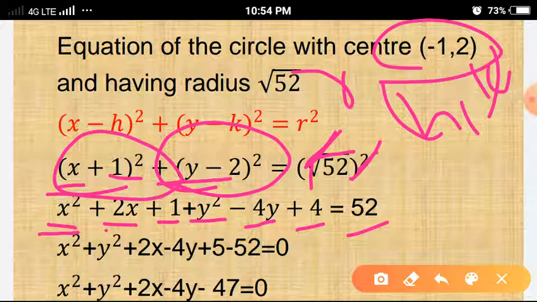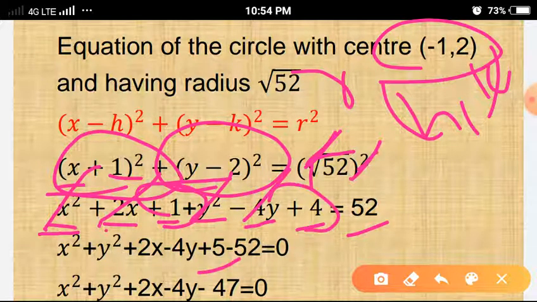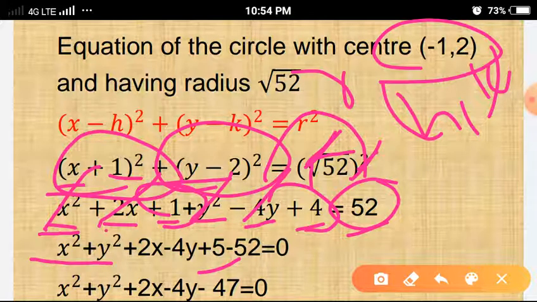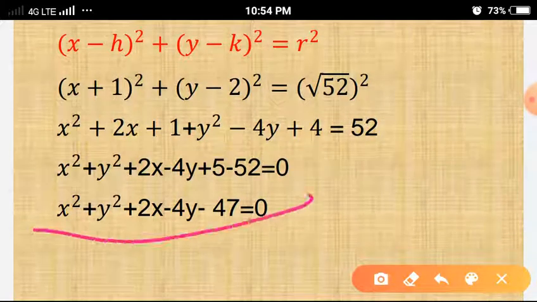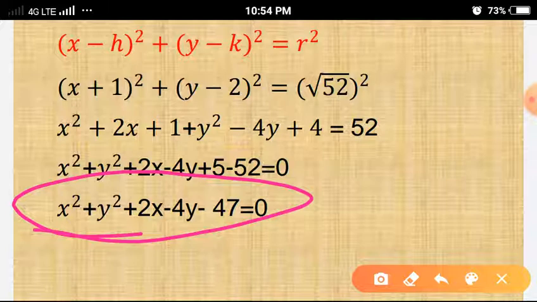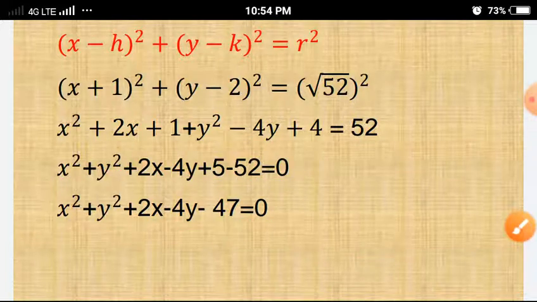Here we get x square plus y square plus 2x minus 4y, 1 plus 4 is equal to 5, is equal to 52. Here plus 52 will come to this side, then we will get minus 52. Then rewriting this equation, x square plus y square plus 2x minus 4y, 5 minus 52 is equal to minus 47. Then the equation of the circle is x square plus y square plus 2x minus 4y minus 47 is equal to 0.